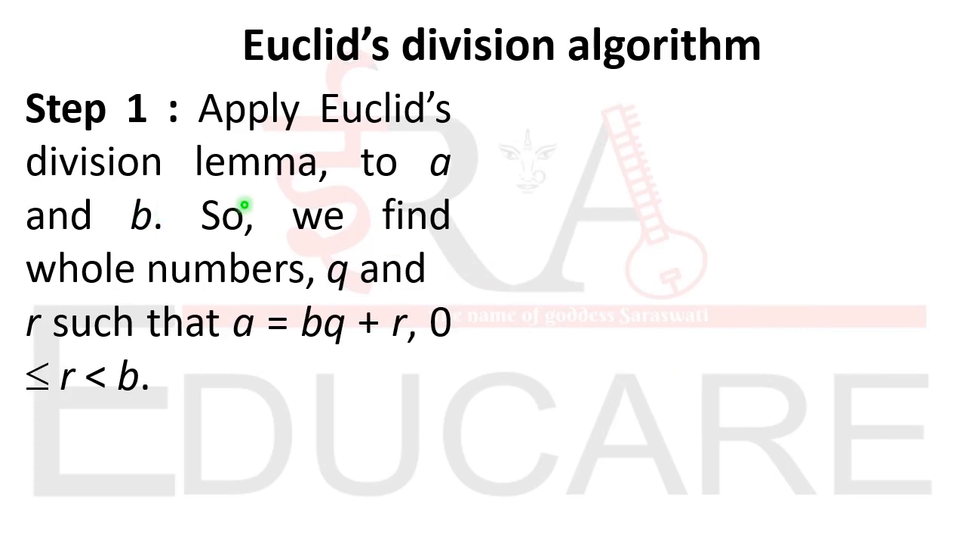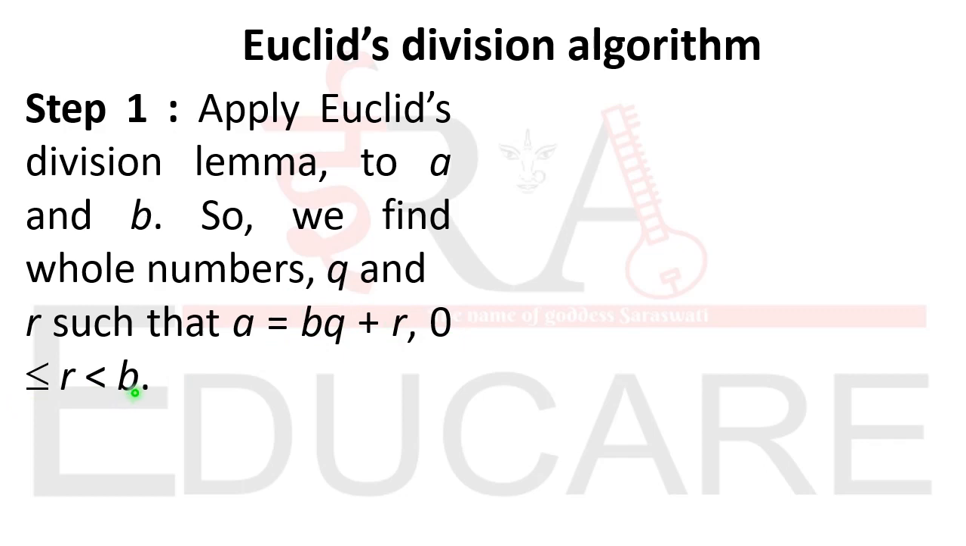Apply Euclid's division lemma to A and B. So we find whole numbers Q and R such that A is equal to BQ plus R. So this is the equation of Euclid's lemma, right? And this is the condition: 0 is less than or equal to R, R is less than B, right?